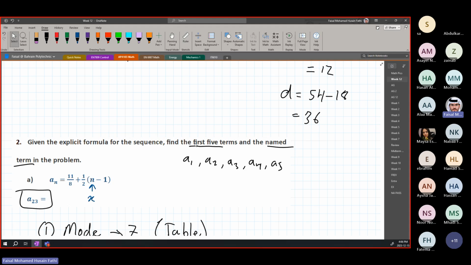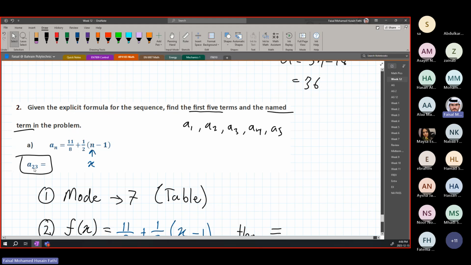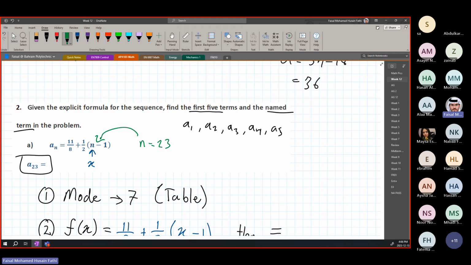Okay? Now, we didn't finish the question. They want us to find the nth term A23. What does this mean? All you have to do is substitute n equal to 23 into the equation and solve. So in the calculator, you'll just write A23 is equal to 11 over 8 plus half times 23 minus 1, and solve. And that's it. Done.